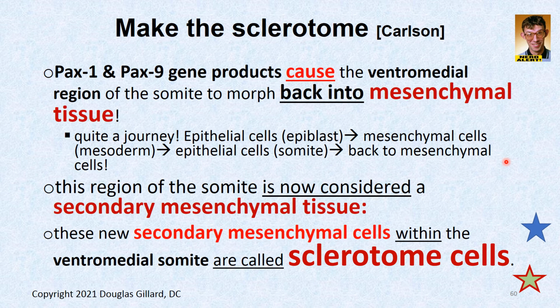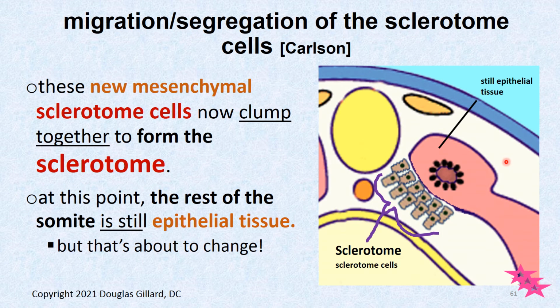So these new secondary mesenchymal cells create a new region in the ventral medial portion of the somite, and that's called the sclerotome. The cells that make up the sclerotome are sclerotome cells. So let's morph our little picture. Here's our head-on picture, cross-sectional, axial, whichever you want to use. This is dorsal. This is ventral down here. So ventral medial, right? This is the midline of the body right here. There's the notochord.